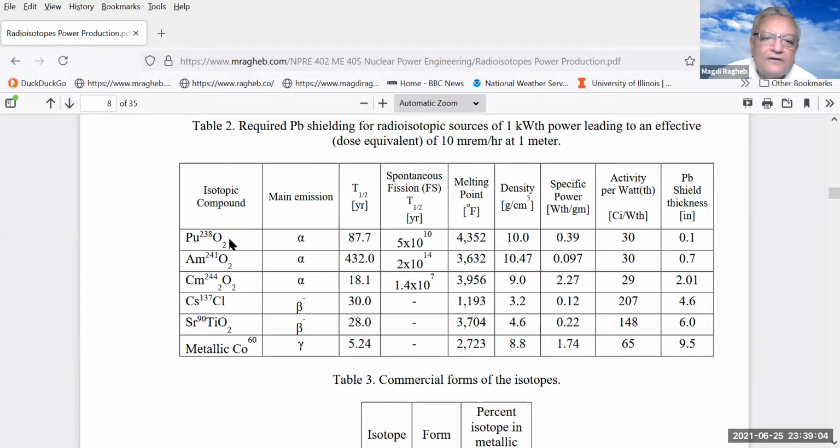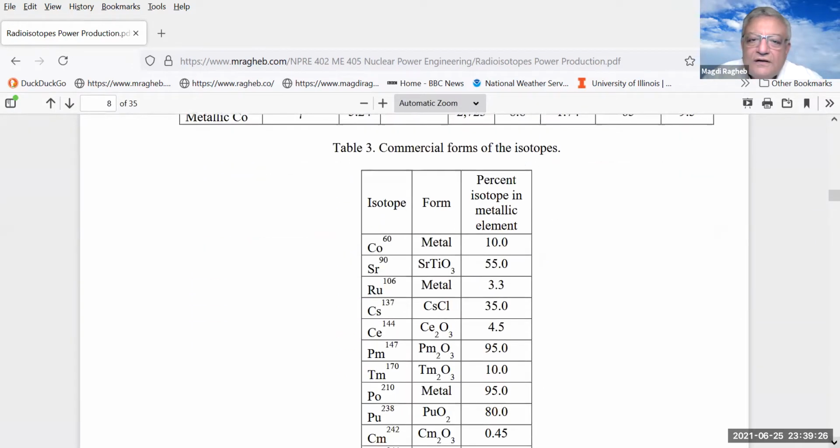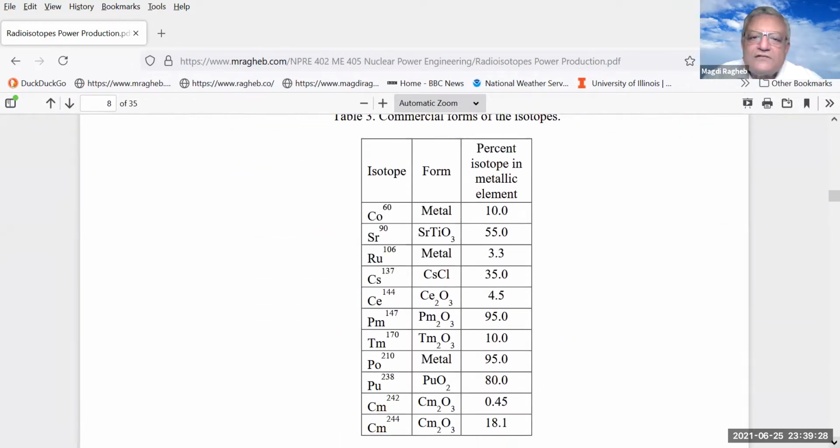So you find that these are gamma emitters. In that case, you need quite a thickness, 10 centimeters of lead against plutonium-238. But space is a very, very high radiation environment. The surface of Mars has a radiation environment, so they are used in space and on the probes on the surface of Mars. There are many commercial forms of the isotopes.